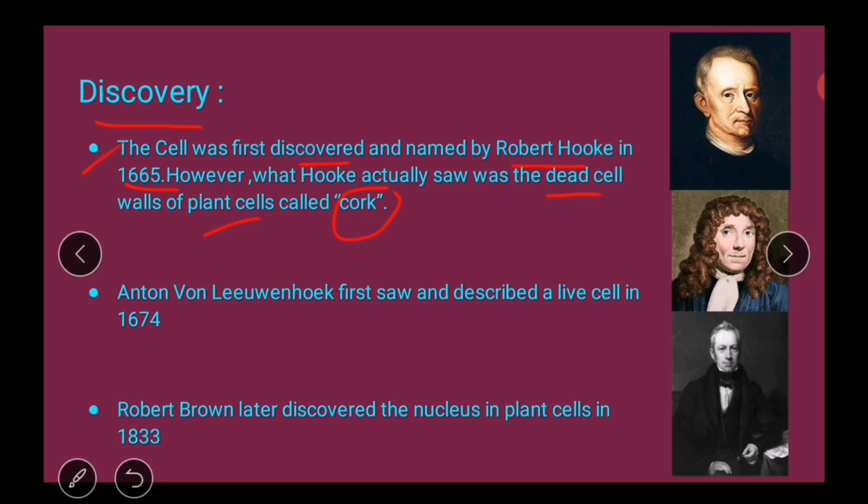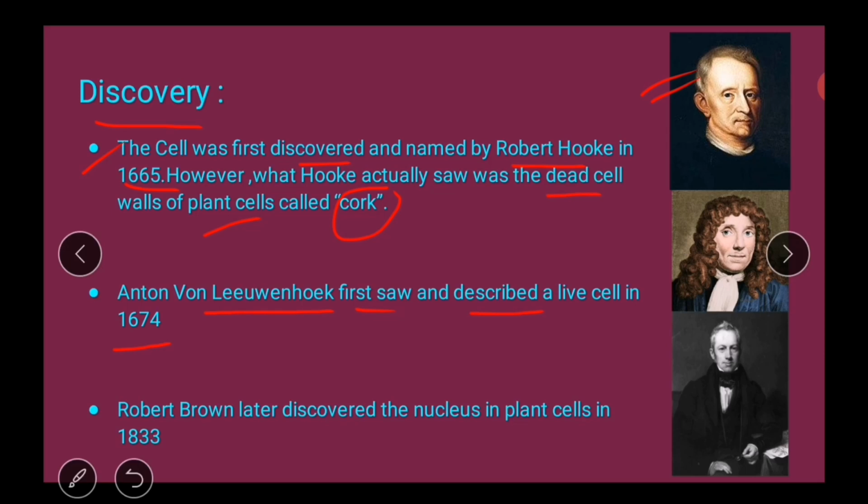Now then, who first saw the living cell? Obviously Robert Hooke. Here you can see his portrait. He saw the dead cell. Then who saw the first living cell? The first living cell was discovered by a linen merchant, Anton van Leeuwenhoek. He first saw the living cell, and he also described the living cell in 1674. Clear?